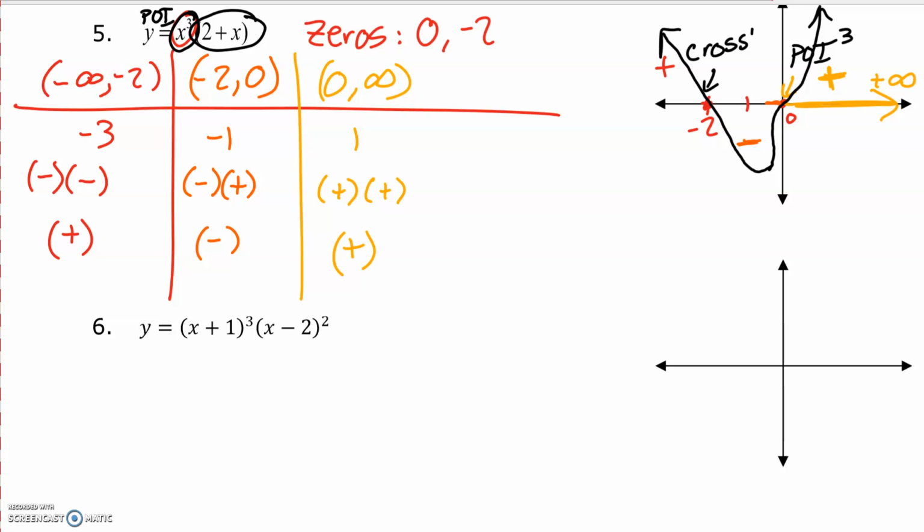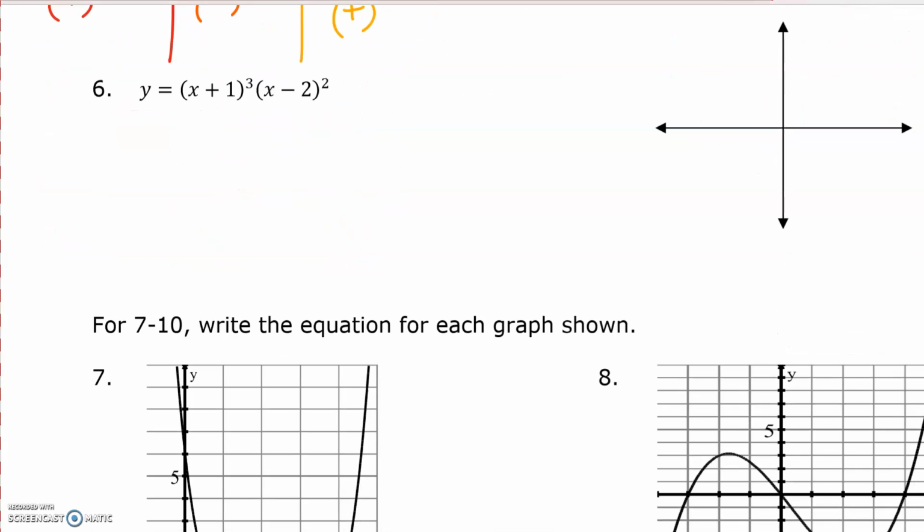All right, let's go ahead and take a look at number 6. With number 6, we have two different terms, a cubic and a squared term. We first need to find our zeros. So the zeros, set that equal to 0. And the first term would be -1 and +2. So I'm going to go ahead and graph that. So that's going to end up being -1, +2.